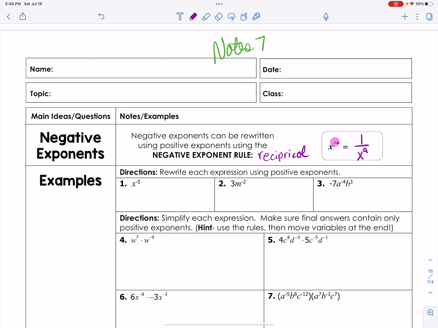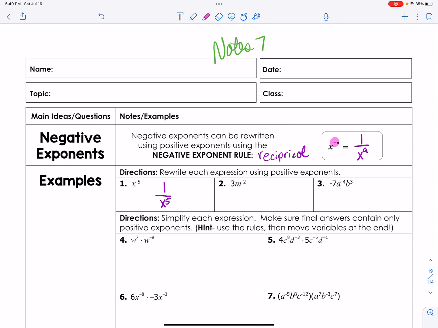If it is on the top, then you're going to move it to the bottom. If it's on the bottom, then you're going to move it to the top. Okay? Basically, x to the negative 5, and I think in here most of these are going to be on the top, so x to the negative 5 would be 1 over x to the 5th.